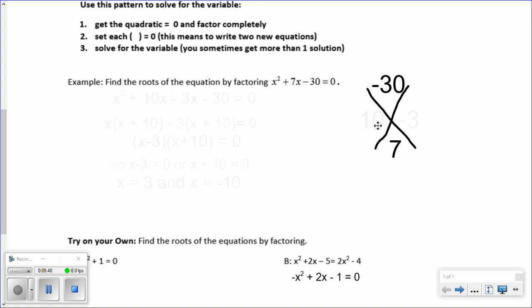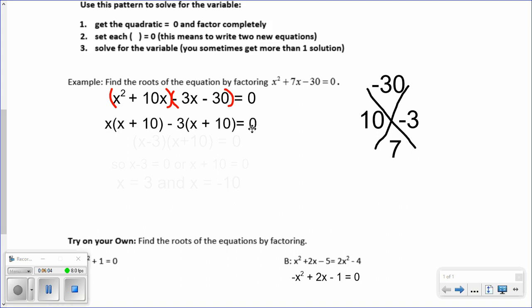The two numbers would be 10 and negative 3. So those are the two numbers I'm going to replace the 7x with. So now I have x squared plus 10x minus 3x minus 30 equals 0. I'm going to do my factor by grouping and group the first two together and the last two together. My first two I can factor out an x, and I'd be left with an x plus 10. My second group I can factor out a negative 3, and I'm left with an x plus 10.